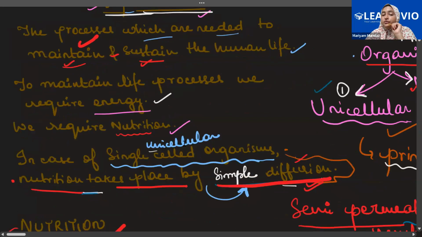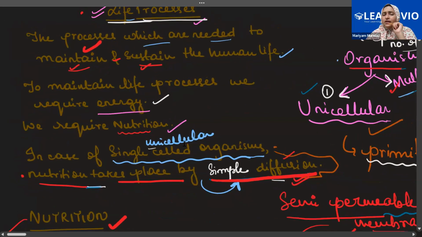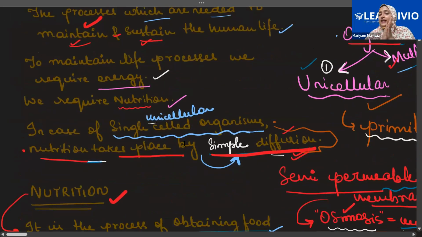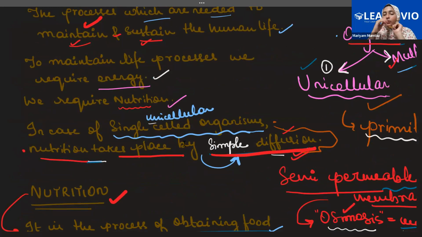And we require nutrition. Now, if we talk about single-celled organisms, those organisms that just have one cell in their body, in them the nutrition will take place by simple diffusion, right? Simple diffusion, meaning what will happen here? According to the concentration gradient, the food substances will move from the high to the low concentration area.